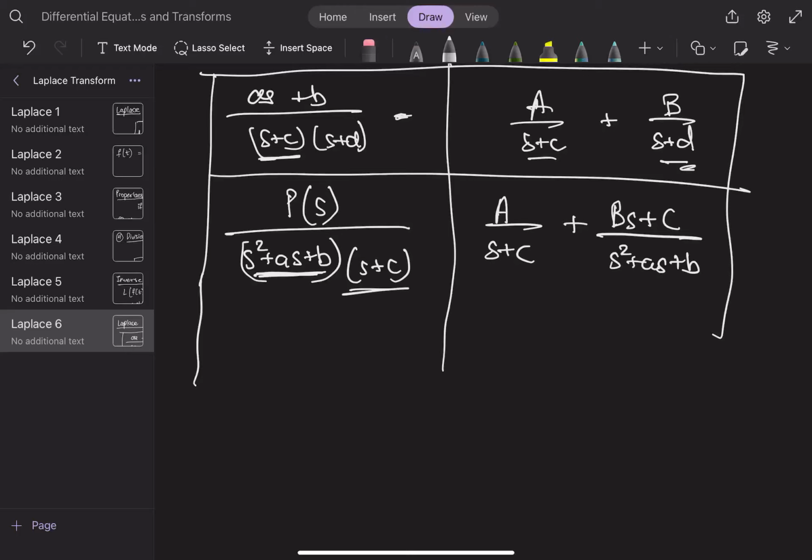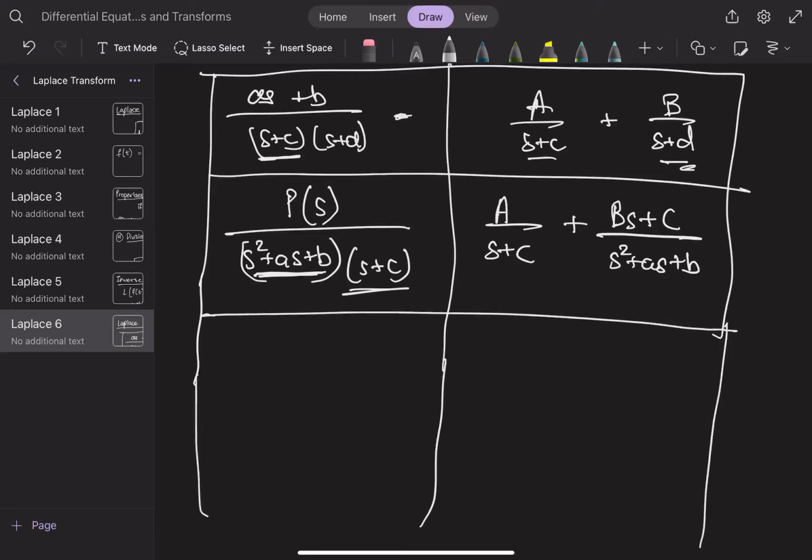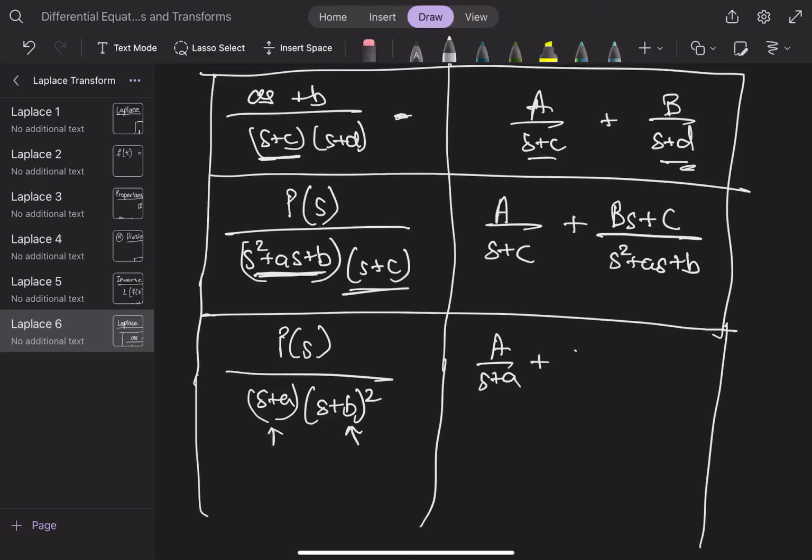Let's look at the next type. The next type is if you have P(s) divided by s plus a into s plus b whole square. So as you know, this one you can break it directly. You can write a upon s plus a. But for this one, it is whole square. So what you will write? You will write b upon s plus b plus c upon s plus b whole square.